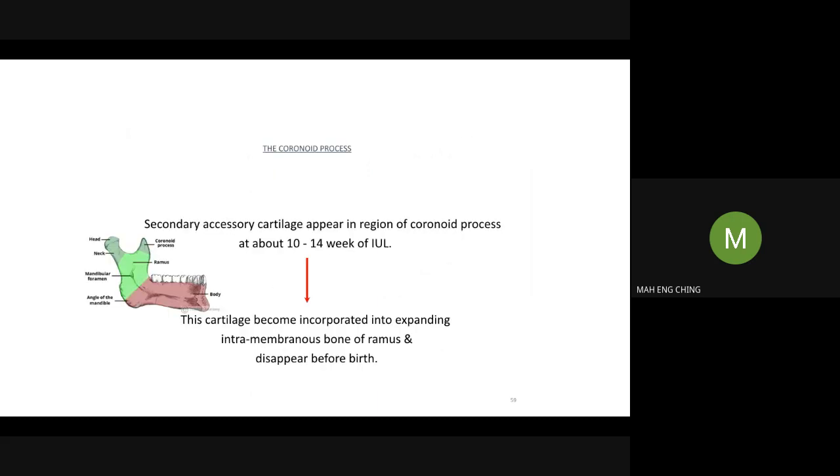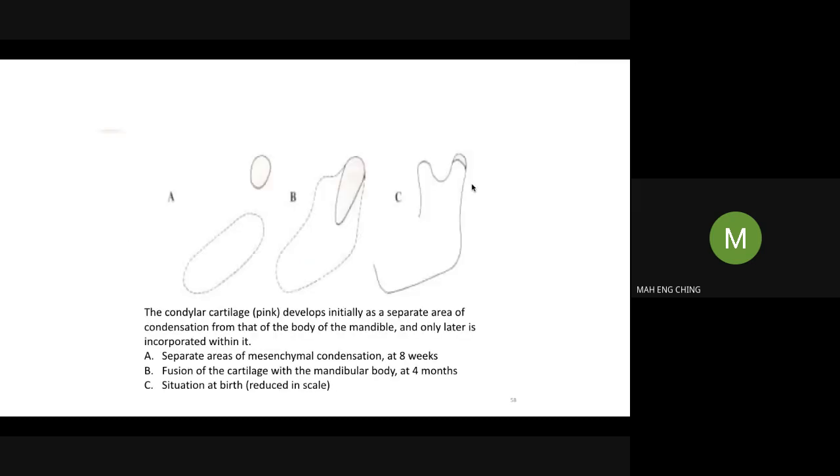Coronoid process is a bit different. It also has cartilage, as secondary accessory cartilage appears in the region of the coronoid process at about 10 to 14 weeks of the IUL. But this cartilage becomes incorporated into the expanding intramembranous bone of the ramus, and it disappears. So nothing is left behind. It disappears completely before birth. Not like the condyle, where a little bit is left behind. But in the coronoid process, everything disappears. Only the bone is left. So this one is a bit different from the condyle.